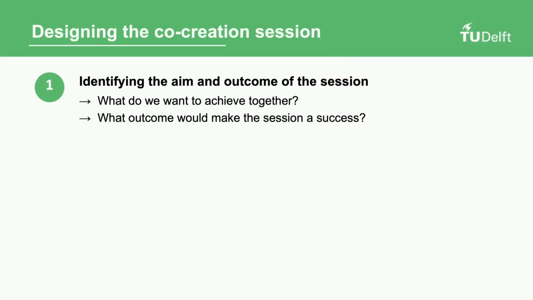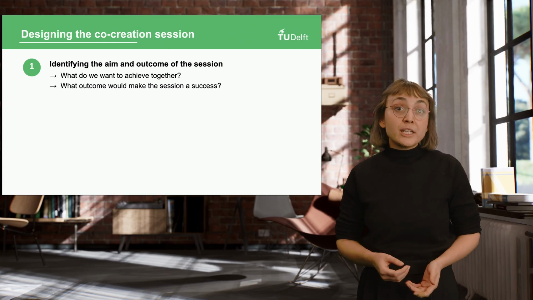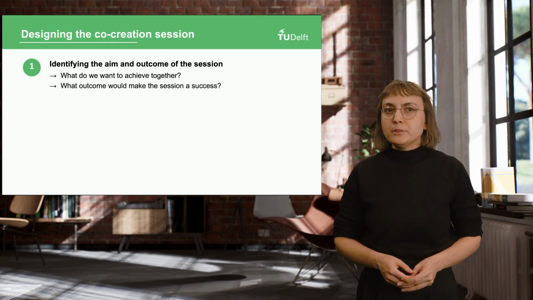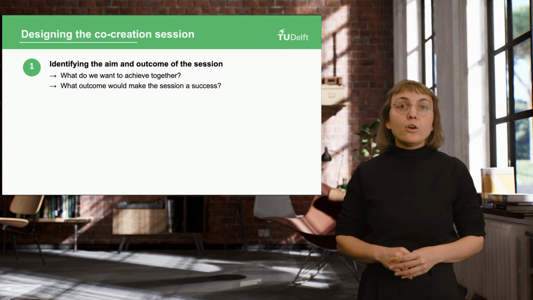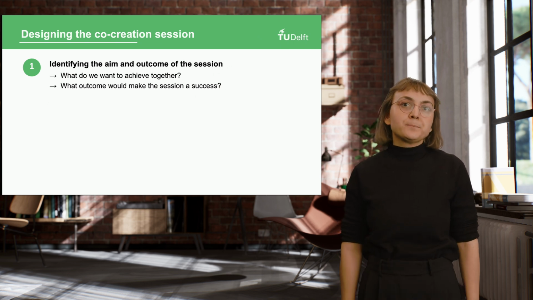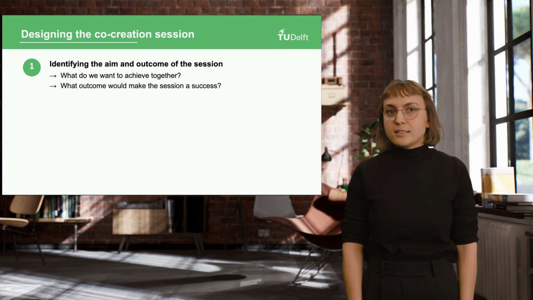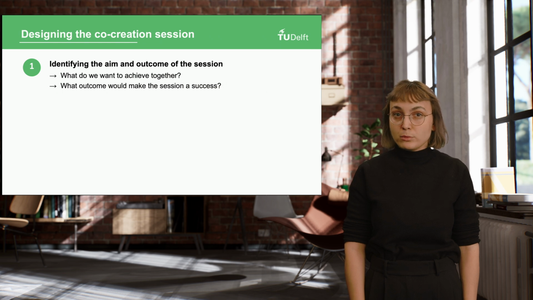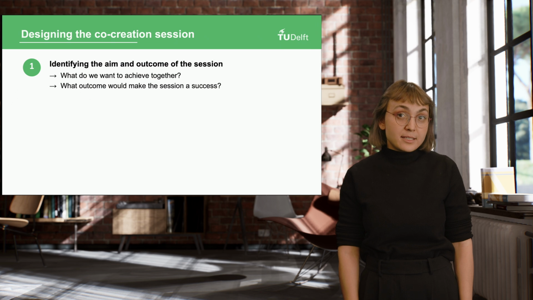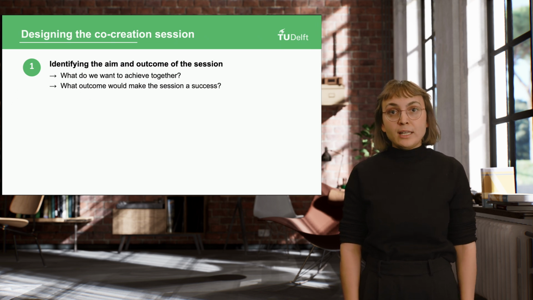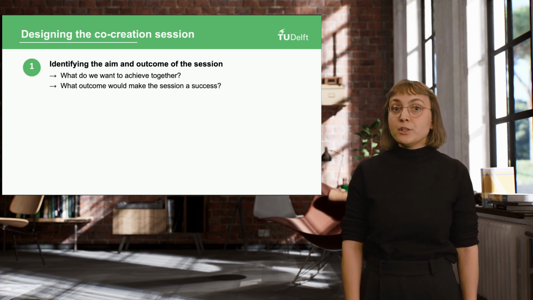Designing a co-creation session includes three stages. First, we define the aim by asking, what do we want to achieve together? For example, do we want to validate our findings, explore further needs, or generate sustainable solutions? Second, we clarify the desired outcome by asking what result would make the session successful. This may include identifying requirements for a medical device design, system or service-related requirements, or the design of a circular system.